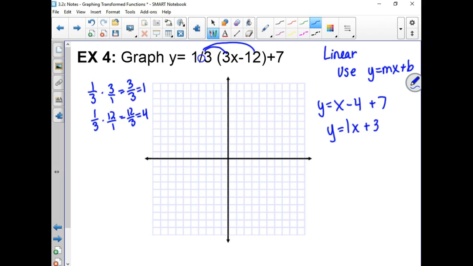Our y-intercept of that is 3. So I have a y-coordinate at 3. The slope is 1, which really is 1 over 1. All right, so I go up 1 over 1, up 1 over 1.